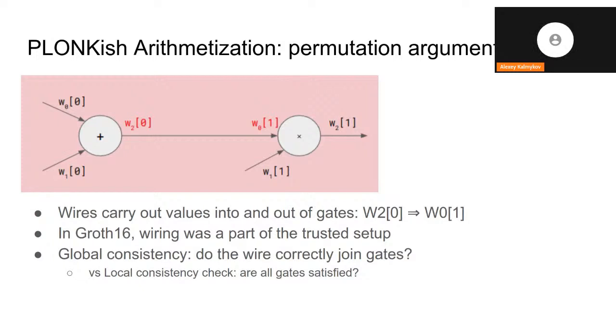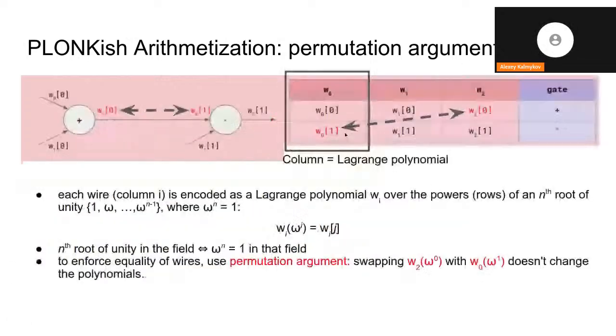However, there is another important piece. While the gates themselves might work well and be consistent, it's important to have the global check that the wires connecting the gates are doing this properly, so that the result of the computation from one gate is routed to another gate, and this is consistent. So we need to have a way to check so-called global consistency. In trusted setup SNARKs like Groth16, this wiring is a part of the trusted setup, so it is baked into the setup. But in Plonk and Plonkish SNARKs, we can do this in a universal way using the so-called permutation argument. So let's look at how it actually works.